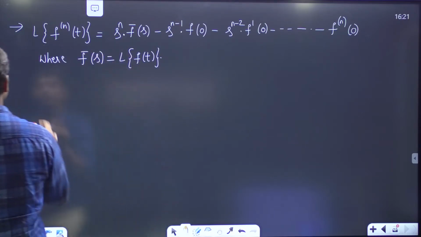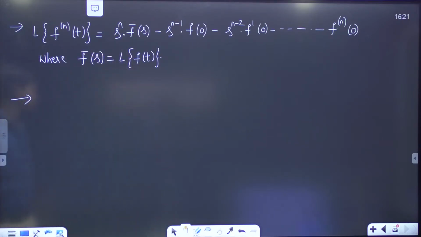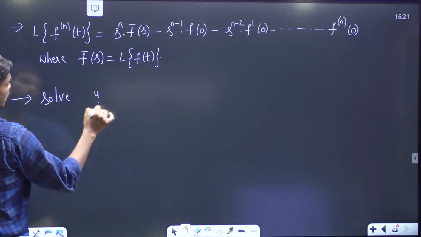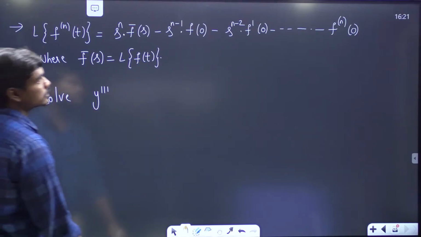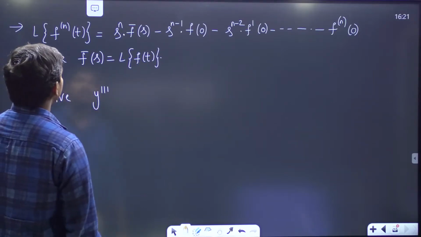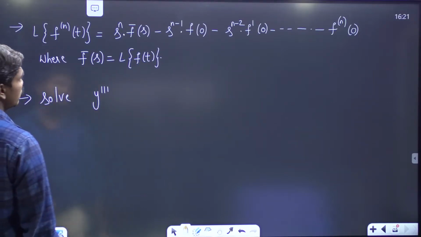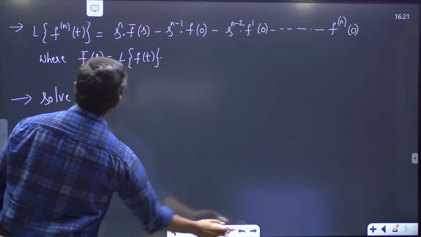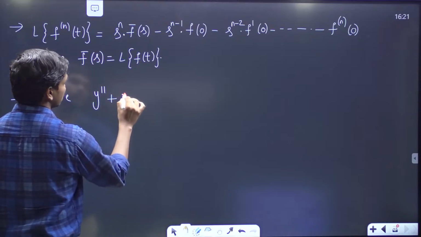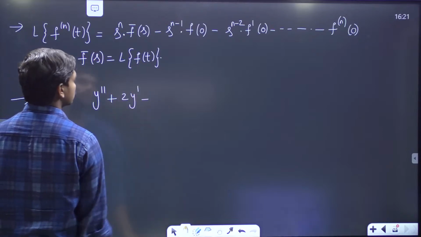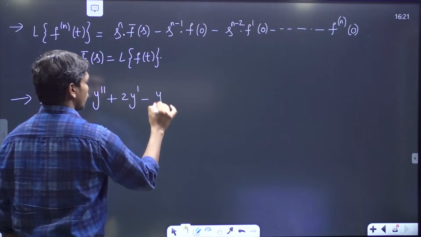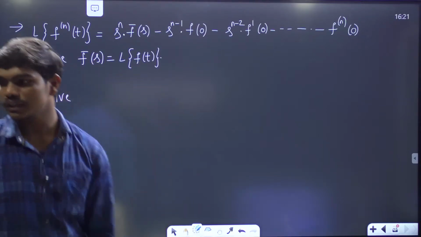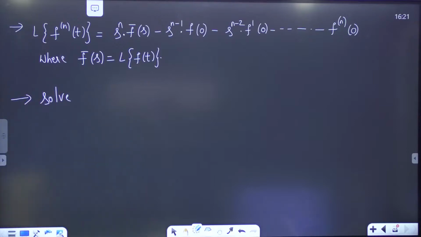Next, we'll try to solve one differential equation. Solve y triple dash, or else let us put y double dash. So y double dash plus 2y dash minus y. Let me see the question once, I hope I got the question to make you solve here.